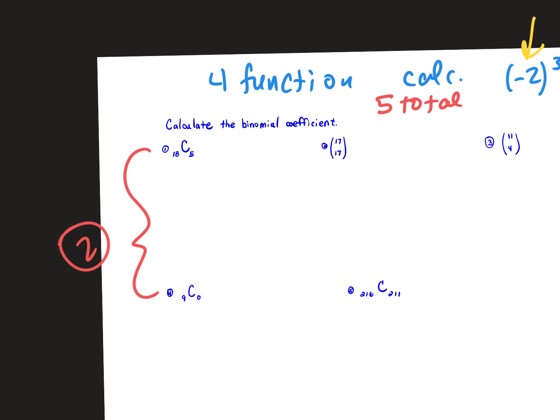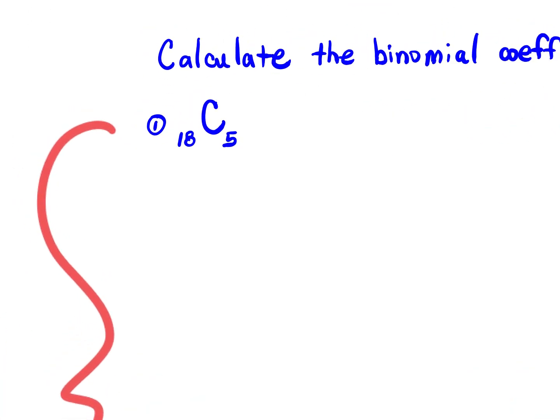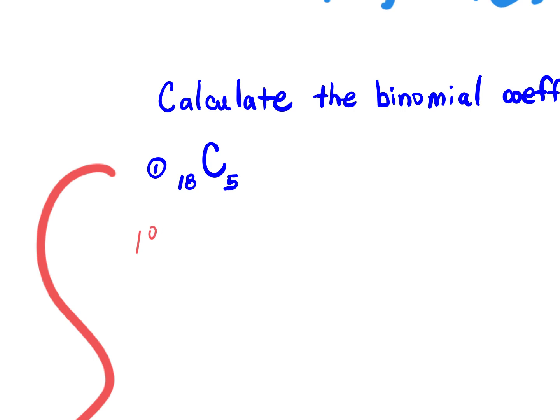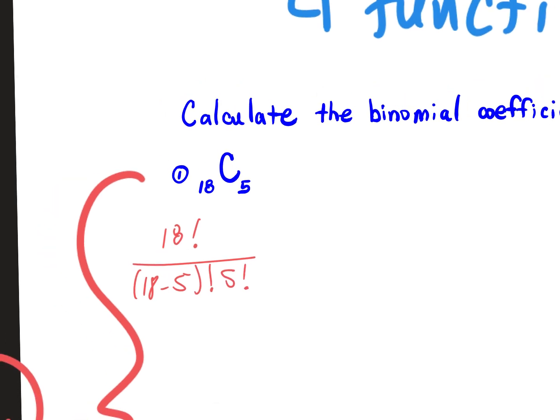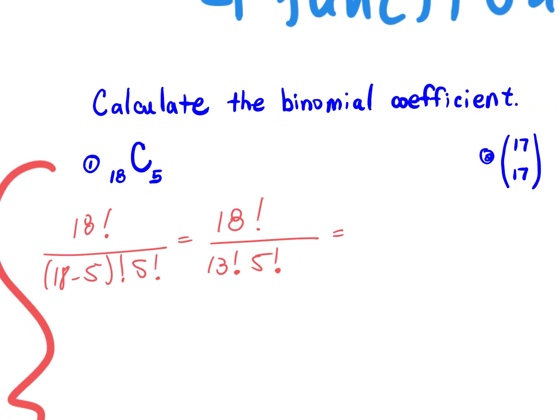So you'll have a question, say number 1. This is what I need to see for number 1. I need you to write down: I have 18 factorial over 18 minus 5 factorial times 5 factorial, correct? And then I need to see your simplification: 18 factorial over 13 factorial, 5 factorial.